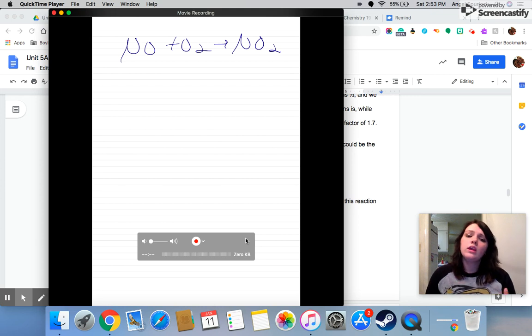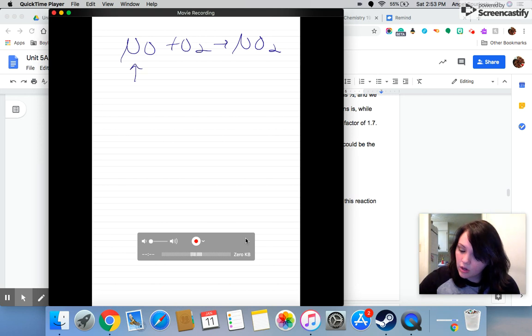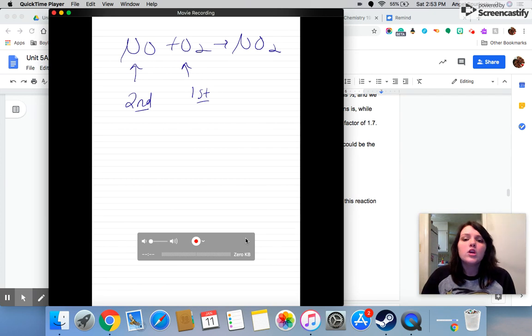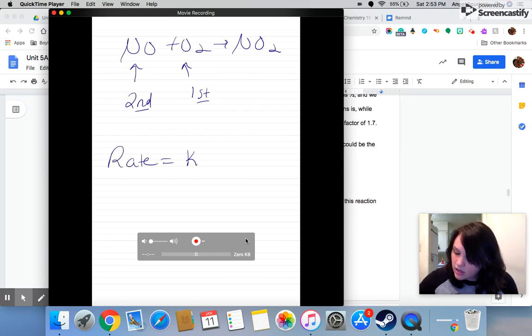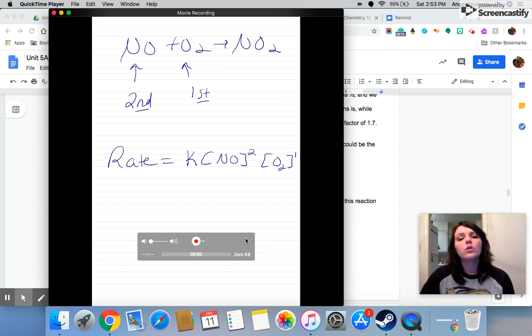And so if we had some experimental data, what we would find out is that NO is second order and O2 is first order. So if we were to write the rate law for this reaction, we would say rate is equal to k times the concentration of NO squared times the concentration of O2 to the first. Or again, you can leave that 1 out. That's normal. That's what a rate law would look like for a reaction that had multiple reactants.